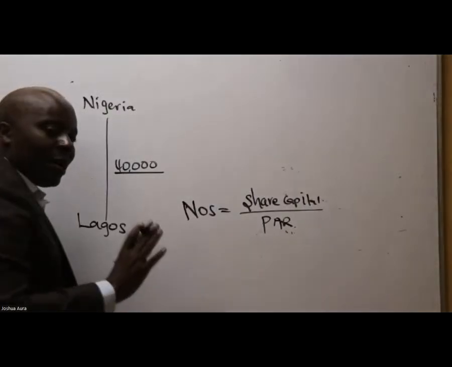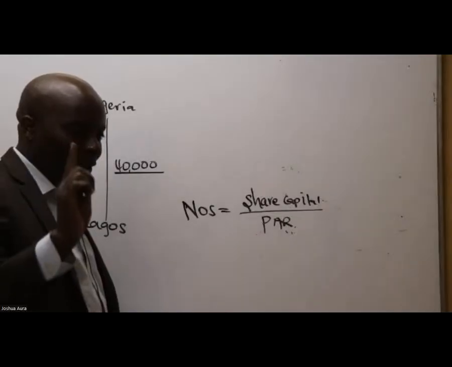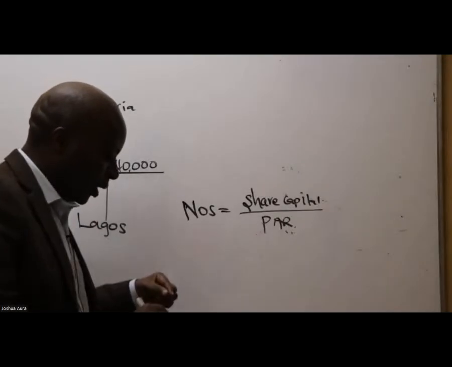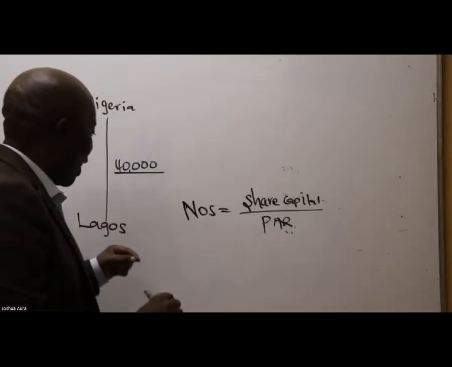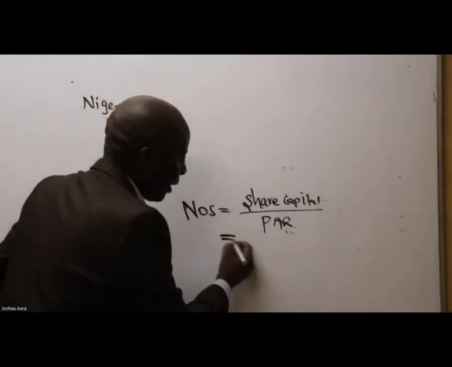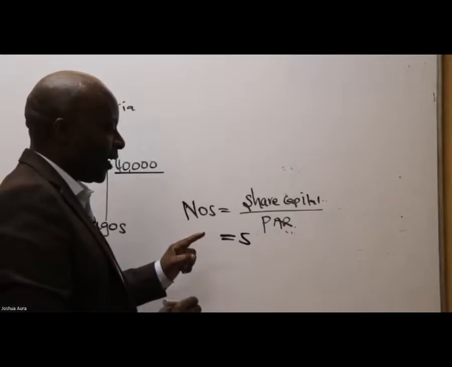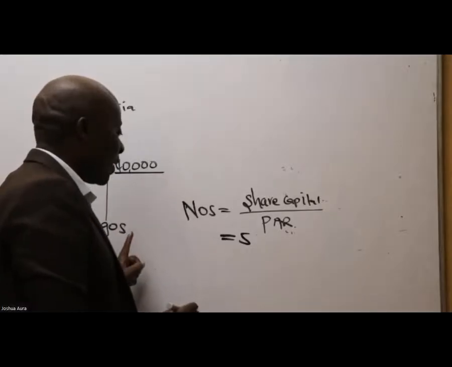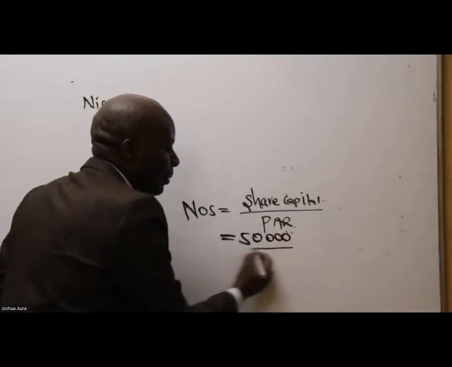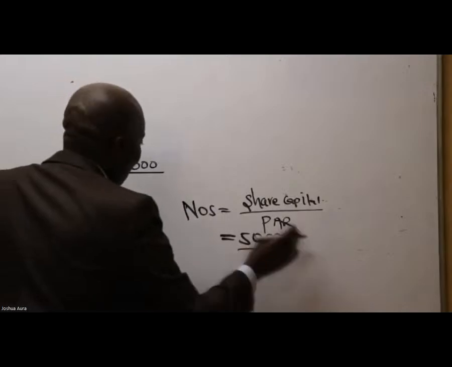Remember, I'm interested in getting the number of ordinary shares of the subsidiary, not the parent. We bought 40,000 shares. How many shares does it have in total? The share capital of this company, which they should not yet be calling a subsidiary since we haven't yet known, known as Lagos, is 50,000. The par value is 1. So in total, the number of ordinary shares here is 50,000.